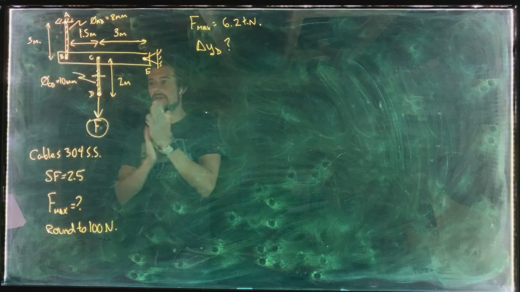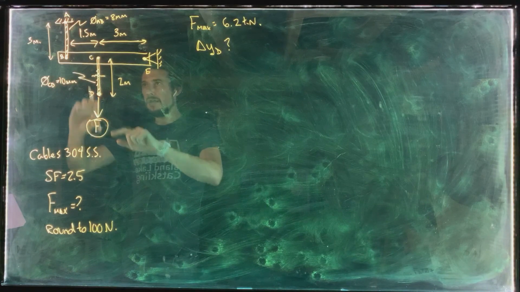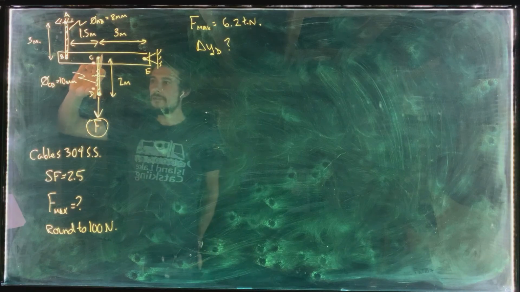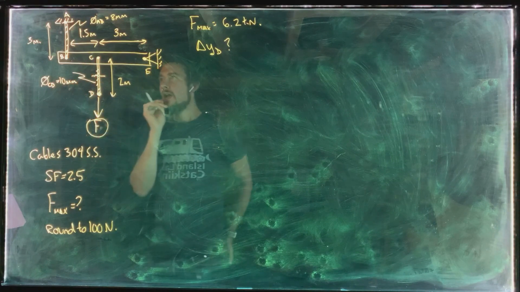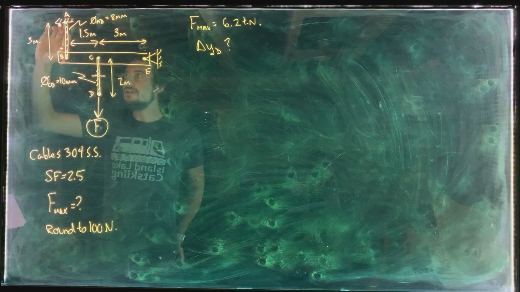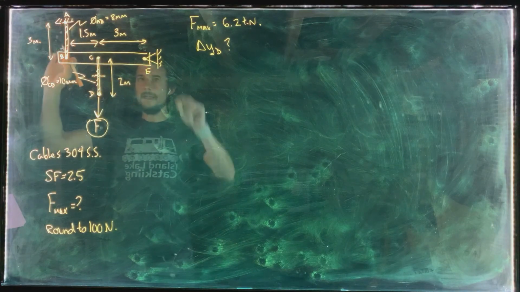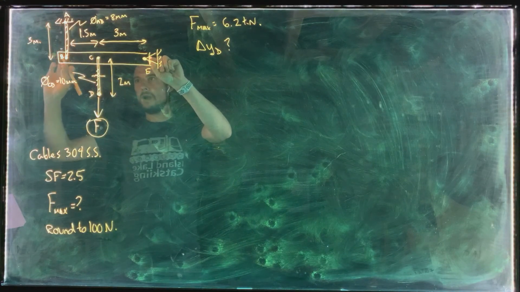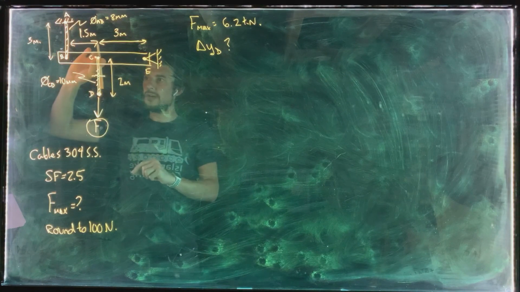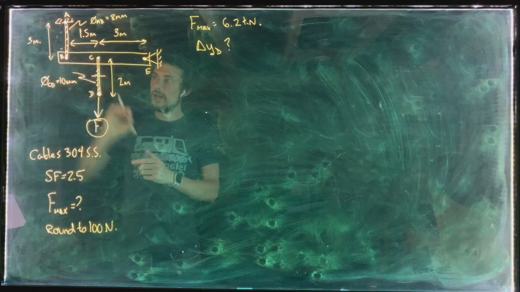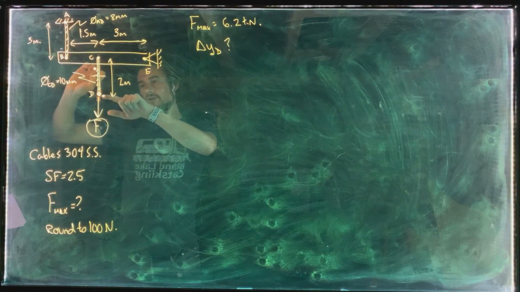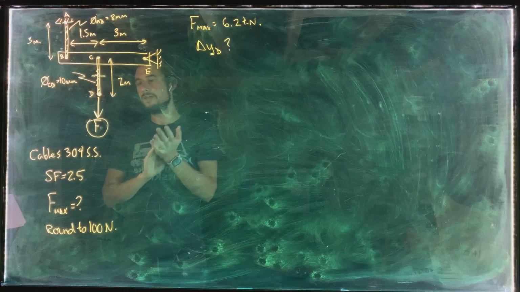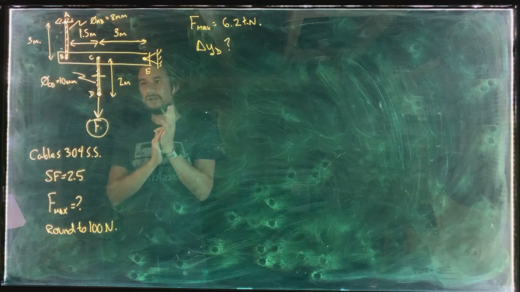Okay, so let's think about this. When F is applied, what's going to happen? Cable CD is going to elongate, right? That's going to move point D downwards. But cable AB is also going to elongate, and that is going to cause this bar to rotate, which is going to move point C downward. And that downward displacement of point C is also going to contribute to the displacement of point D.